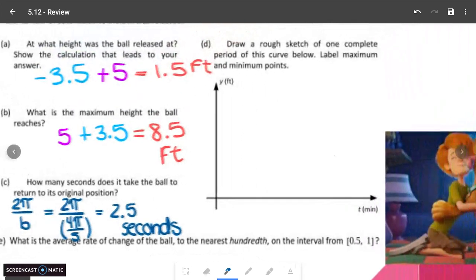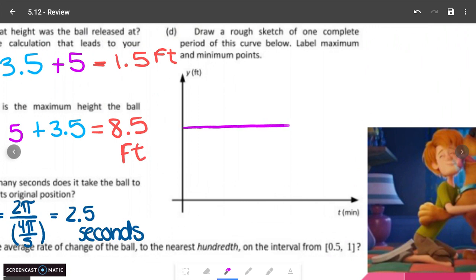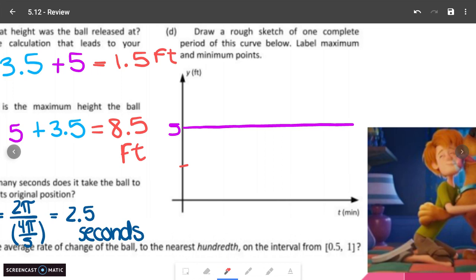And now we're going to sketch that, and we're going to label all of our pieces in here. The first thing I always start with when I'm sketching is the midline. So I'm going to say that's about my 5 feet here. Then we're going to put in our minimum and maximum. So we have our 1.5 and our 8.5 feet.